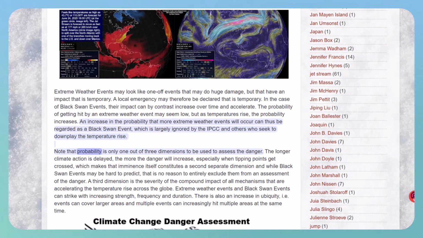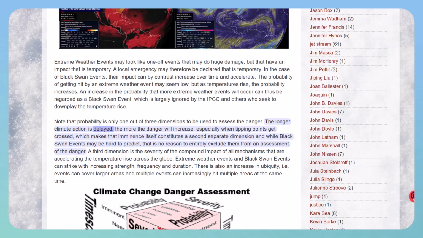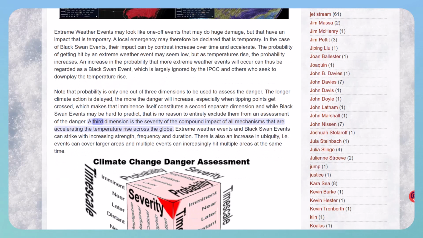Note that probability is only one out of 3 dimensions to be used to assess the danger. The longer climate action is delayed, the more the danger will increase, especially when tipping points get crossed, which makes that imminence itself constitute a second separate dimension. And while black swan events may be hard to predict, that is no reason to entirely exclude them from an assessment of the danger. A third dimension is the severity of the compound impact of all mechanisms that are accelerating the temperature rise across the globe.